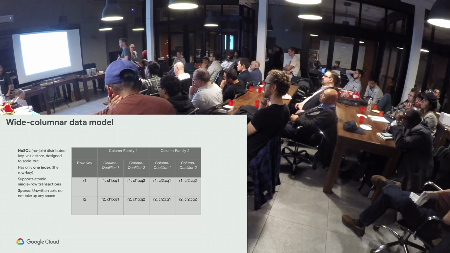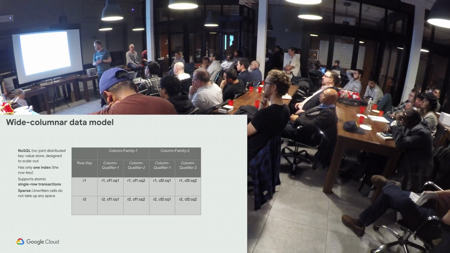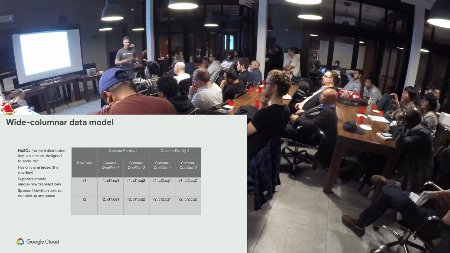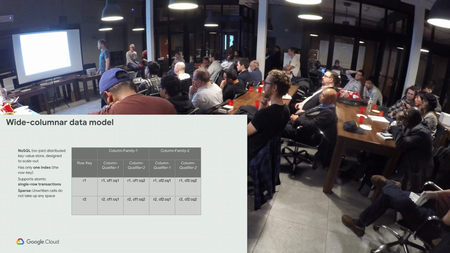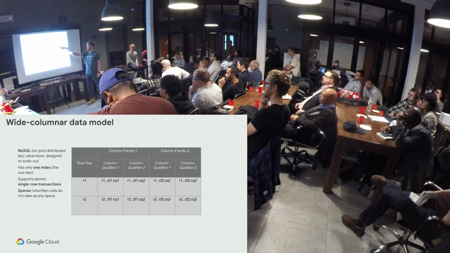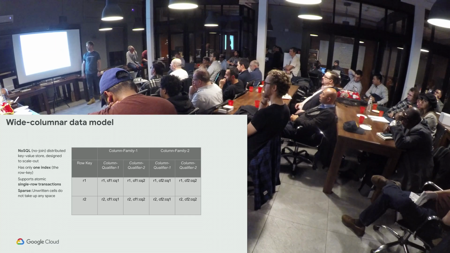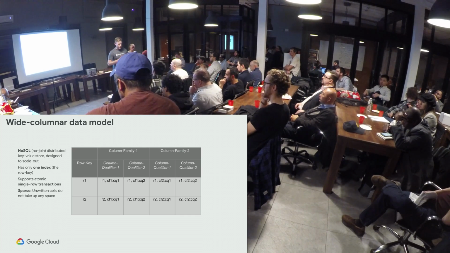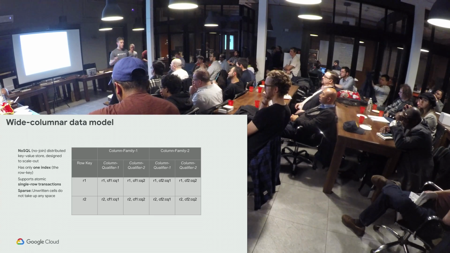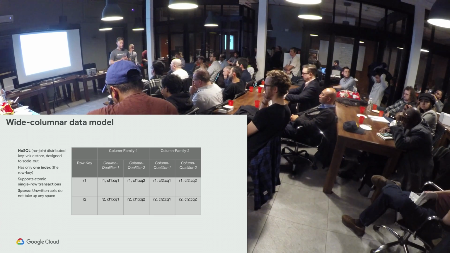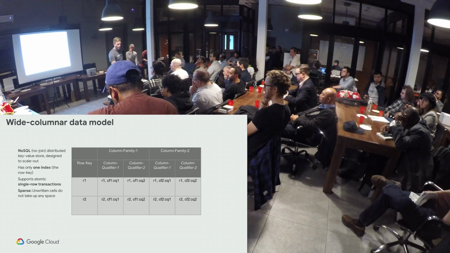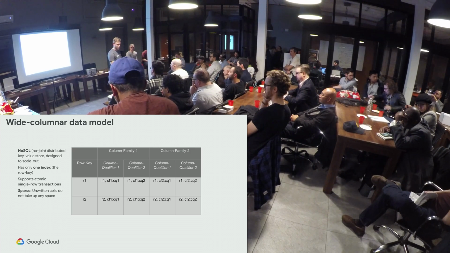So it supports atomic single row transactions, and it's a sparse database. So unwritten cells do not take up any space. And if you then want to, for instance, identify this column, you would go for the row key, the column family, and the column qualifier. So you don't have that many levers in Bigtable, so the row key design is super important. It's kind of similar to Cassandra. It is. It is very similar to Cassandra.